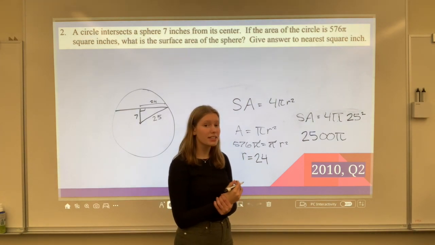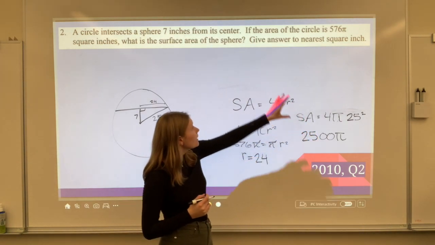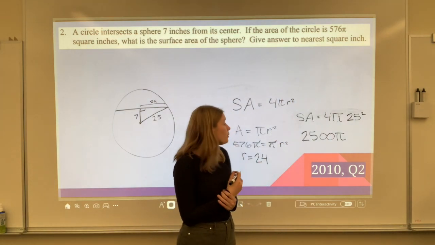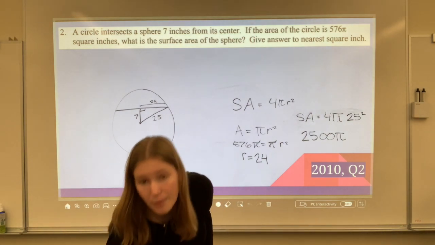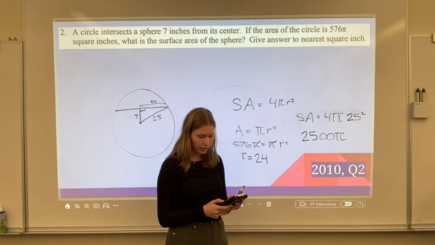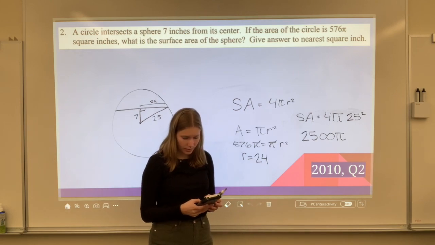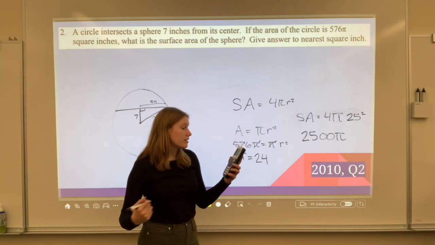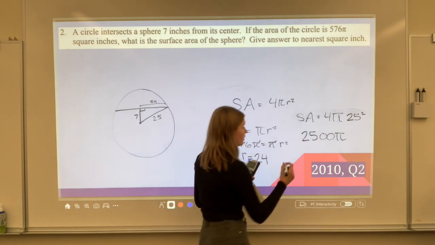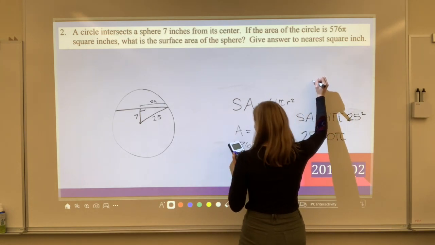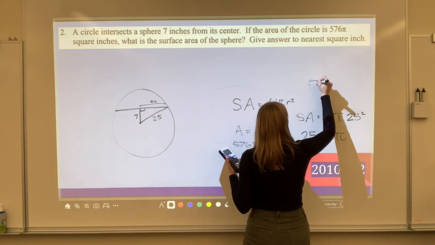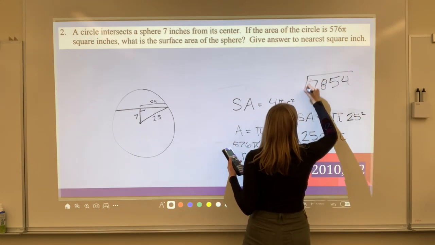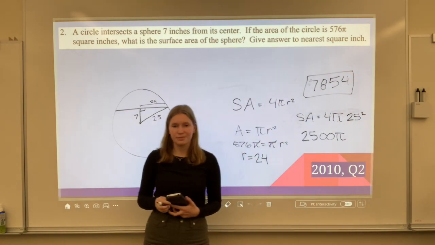So usually they would accept this exact form, but it's asking us to give our answer to the nearest square inch. So we can multiply 2,500 by pi using our calculator, since this is a calculator round, and if we're rounding to the nearest square inch, we get 7,854 square inches. I'll write that up here. 7,854. And that is our final answer.